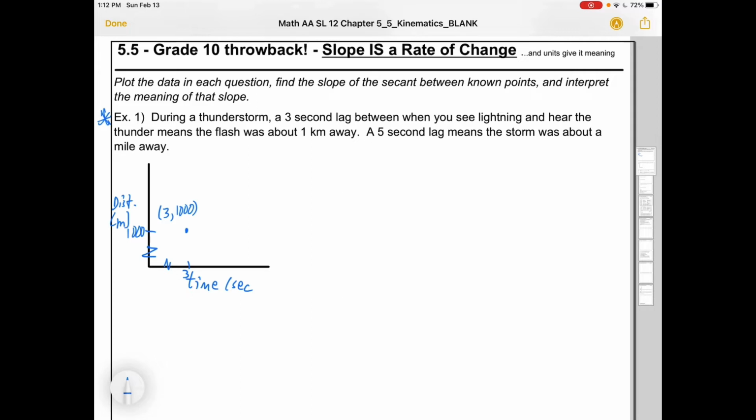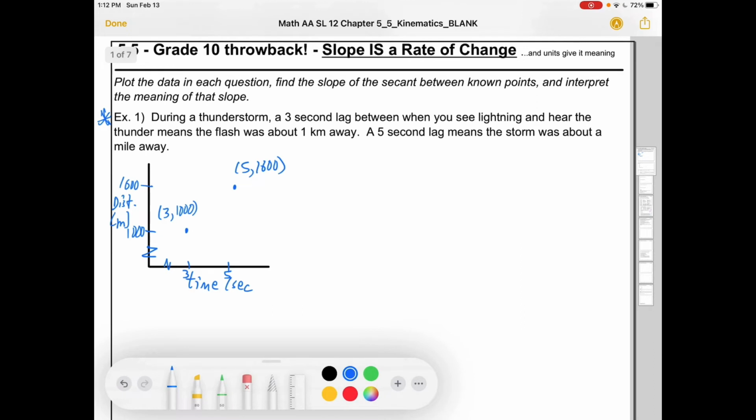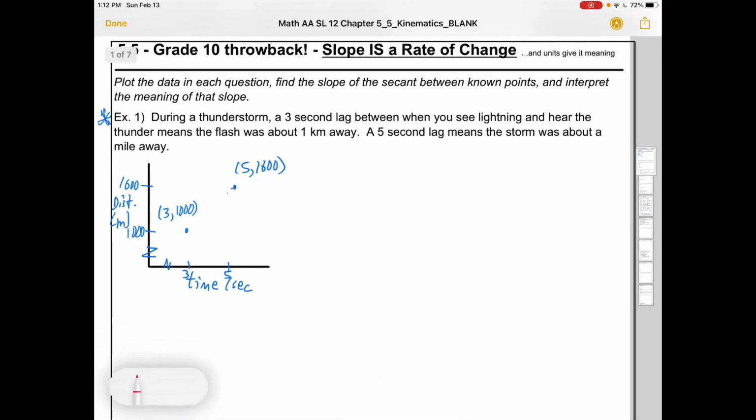1,000. And then it says at 5 seconds, it's about a mile away. So a mile is about 1,600 meters, roughly. And these are approximate. So there are a couple of points. And if you have a couple of points, well, you can find slope between them. So the slope between them, you could think just about rise and run. Or we could say it's delta y over delta x, or y2 minus y1 all over x2 minus x1. Any way that you want to do it.